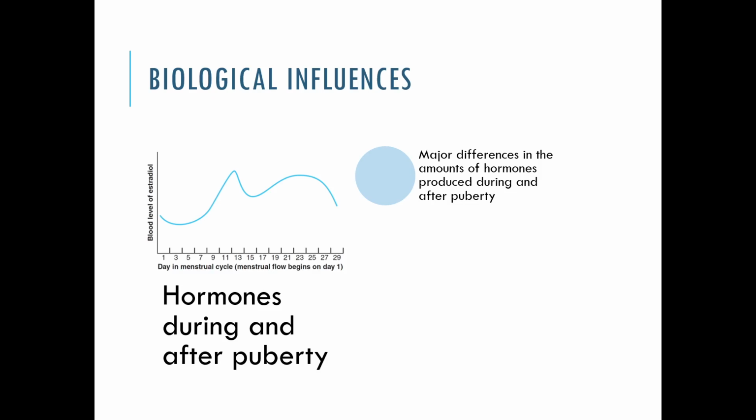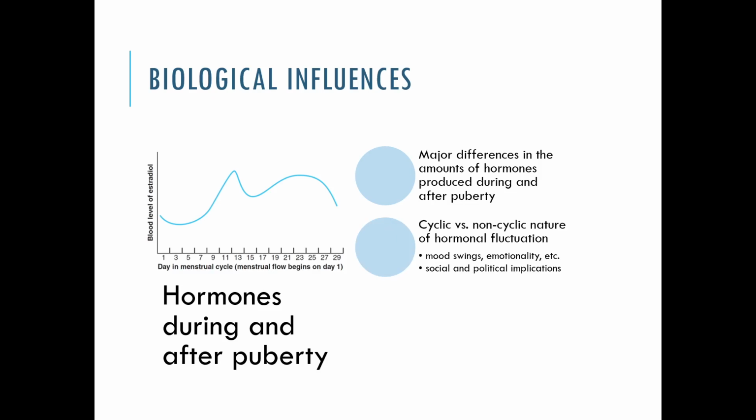You see that over the menstrual cycle, females tend to experience peaks and valleys, hills of estrogen levels. So it varies across the month. It's not something where females are consistently experiencing high levels of estrogen. It tends to peak around ovulation, which is about day 14 of the menstrual cycle, goes down a little bit, and then comes back up in the days leading up to the next menses. So major differences in the amount of hormones produced during and after puberty throughout the menstrual cycle for females.